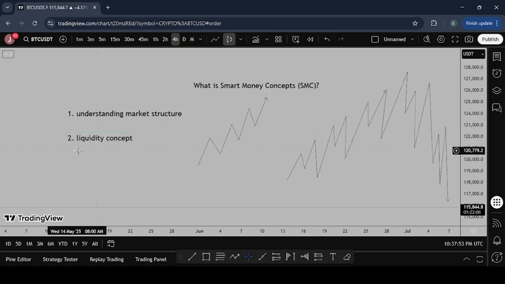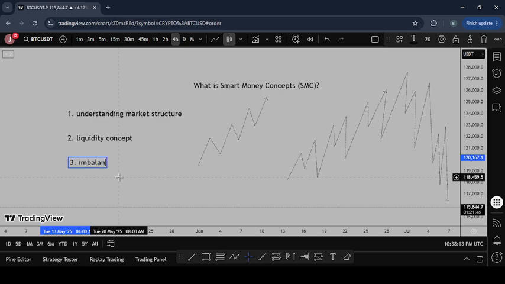So once you understand that, the third concept, or let's say characteristic of SMC, those fundamental things you need to know about it, is imbalances. We call that imbalance, or you can say fair value gaps, FVG, right?